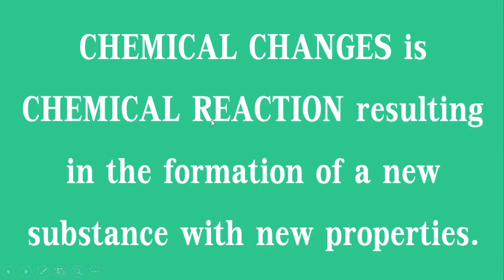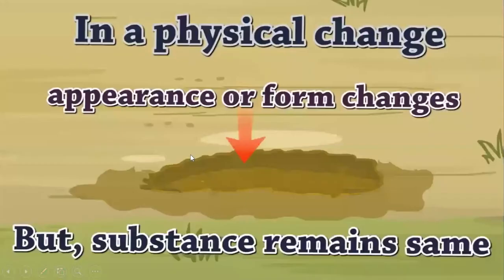A chemical change is a chemical reaction resulting in the formation of a new substance with new properties. Repeat after me. Every time we have chemical changes, chemical reactions, we have a new substance. As a result of a chemical reaction, we always have a new substance with new properties. And we discovered the difference between chemical and physical changes.